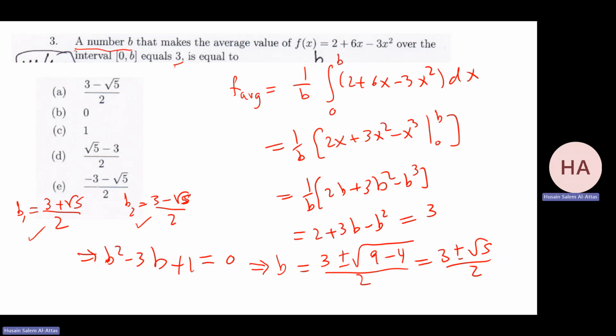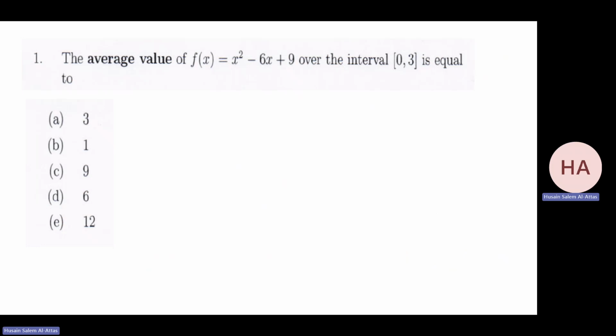Because of that, he said a number B. So actually, we have two answers. But I took only this one. Since this is the only one, I should not have them. I should have only one of them. The average value of this function is equal to direct. This one is a direct one.